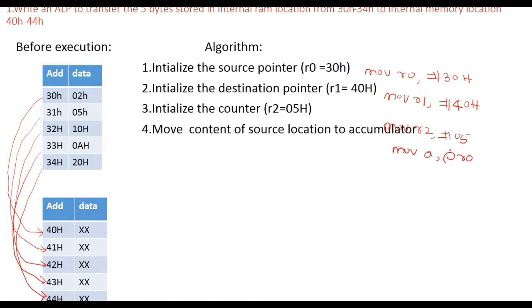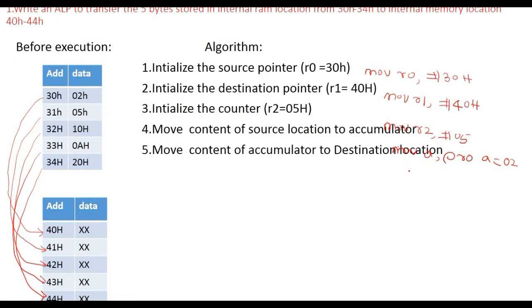When we do this, the accumulator will have the first data, that is 02H. Next we need to move this content to the destination location. That is done by MOV @R1, A. @R1 is the indirect register addressing mode, so 40H will have the data 02H.